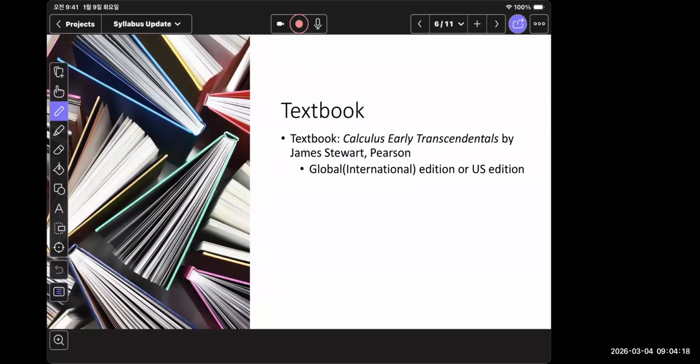Our textbook is the Calculus textbook written by James Stewart. He wrote many textbooks, and the textbook we are going to use is Calculus: Early Transcendentals. There are many editions, but any edition will be fine, even the US edition. Any edition under this title written by James Stewart can be used as a textbook.